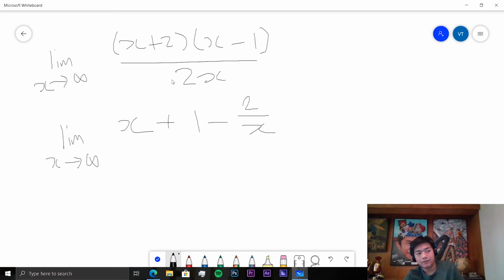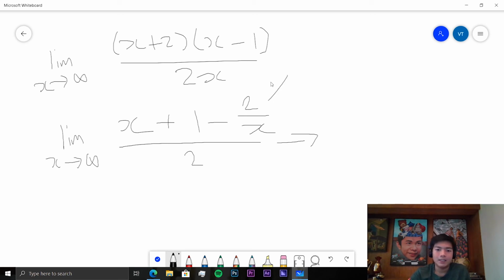So what we want to do is divide by the largest power of x in the denominator, and so this will be equal to x plus 1 minus 2 over x over 2. As x tends to infinity, this is really undefined. There's no limit, because it just keeps on going and going. Because we have x minus 2 over x. So as x tends to infinity, this gets larger and larger, this gets smaller and smaller, so there's no solution.